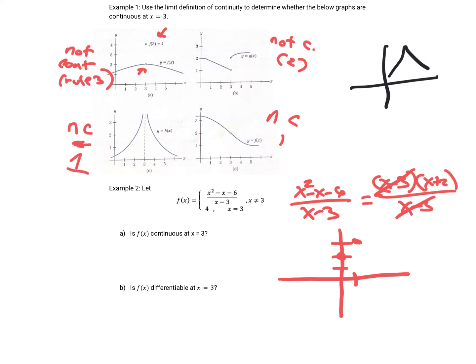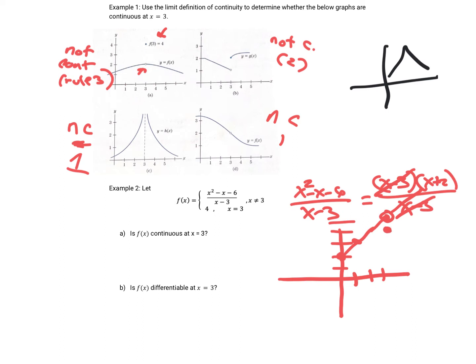And the y-coordinate of the hole would be 5. So 2, 3. So there'd be a hole here. Oops, open circle. Okay, so at the hole, the y-coordinate is 5. Well, let's see if that hole gets filled in. It's at x equals 3, the y value, it says, is 4.